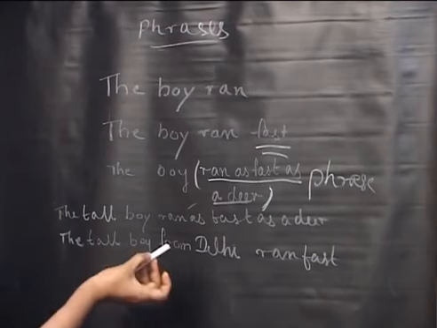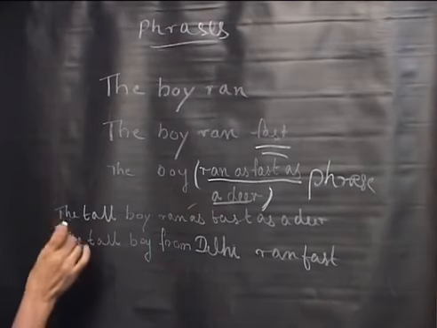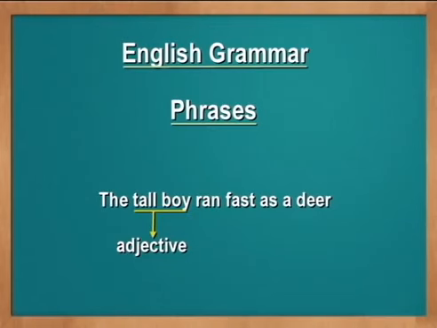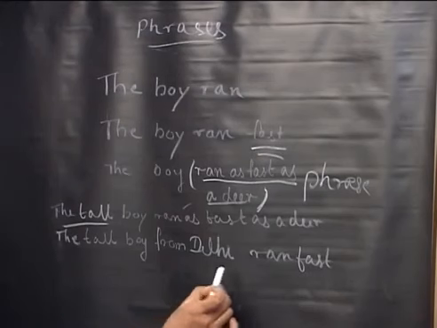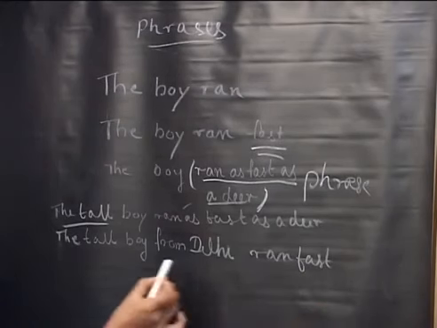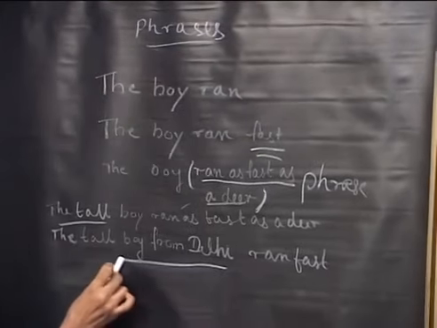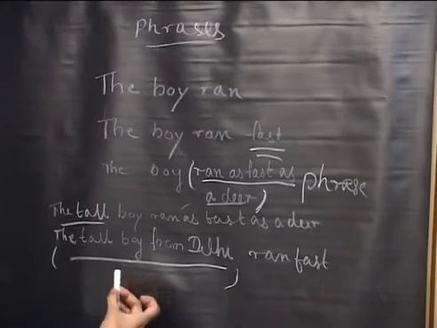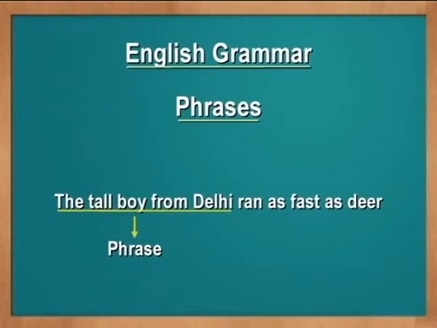So, here let us see one more sentence. The tall boy ran as fast as a deer. So, tall is an adjective. The tall boy from Delhi ran as fast as a deer. So, from Delhi is again a group of words. It gives extra information about the boy. The entire group of words also does the function of an adjective. So, these also are called phrases.